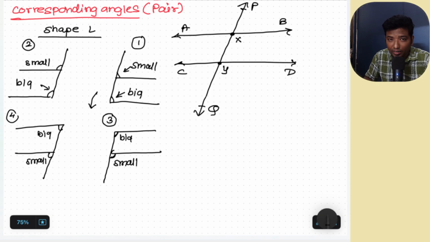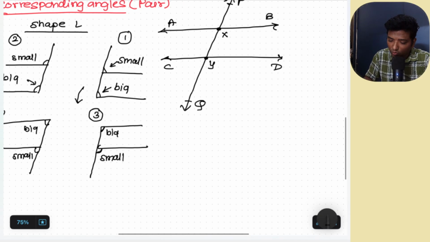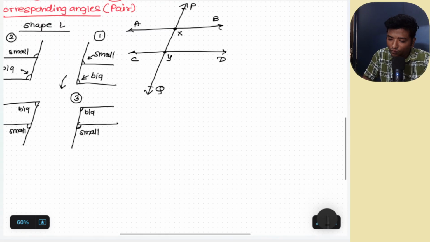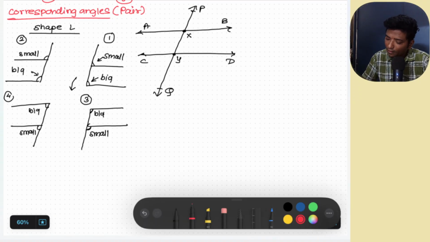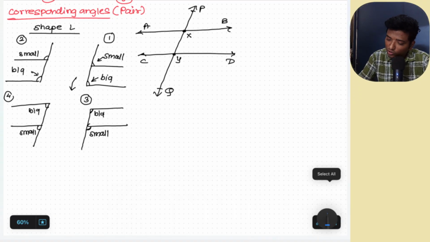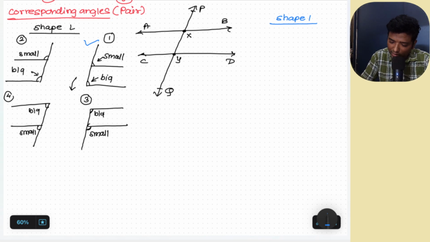So we have to find these four shapes. Okay? So let's go for finding. Let's go for shape one, writing here shape one. Now you can all observe shape one here. Can you observe? Is this shape visible in the diagram? Yes, it's quite visible. I can draw it like this.